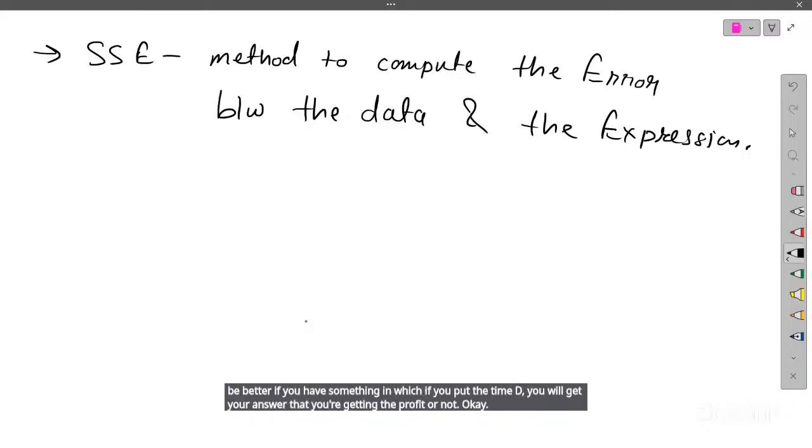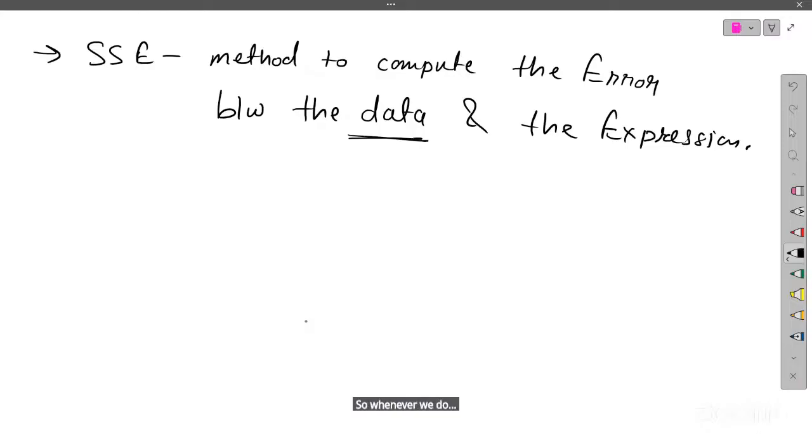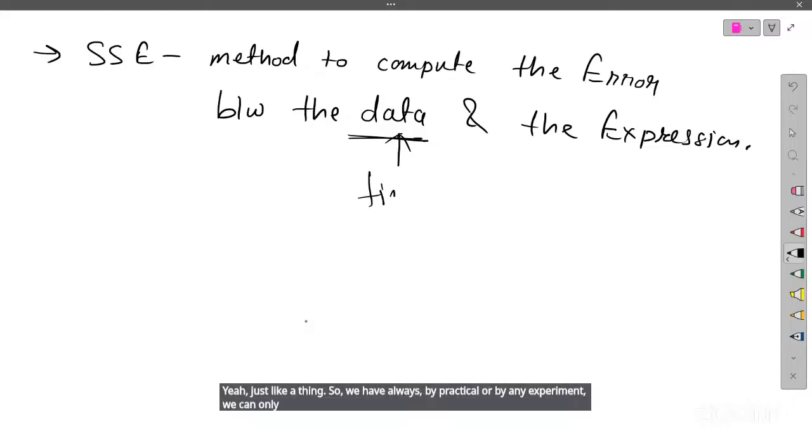Okay, so whenever we do, sorry, what? Ma'am, it's just like the trade one. Yeah, it's just like that. So by practical work or by any experiment, we can only find out the data up to finitely many points. It could be in thousands or lakhs, but ultimately it's a finite thing.